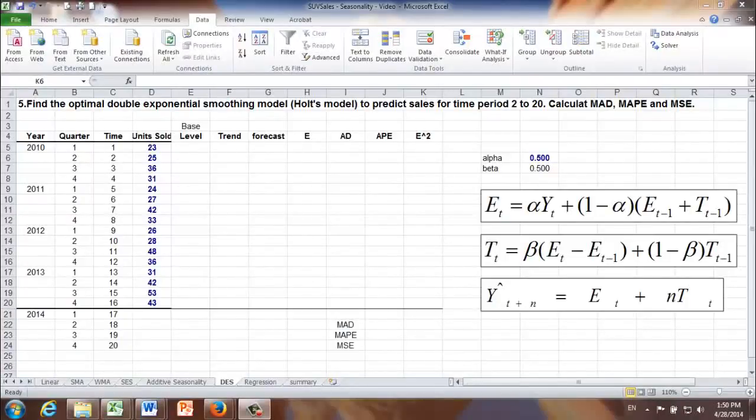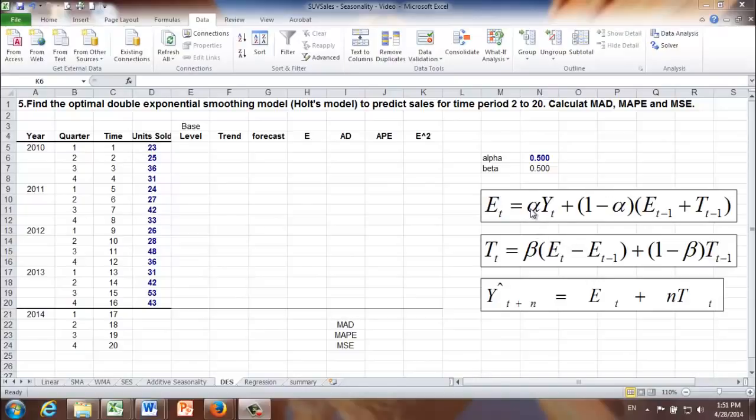Question 5. Find the optimal double exponential smoothing model to predict sales for time period 2 to 20. Calculate MAD, MAPE, and MSE. The double exponential smoothing model is also called Holt's model. Here are the formulas for the double exponential smoothing model.